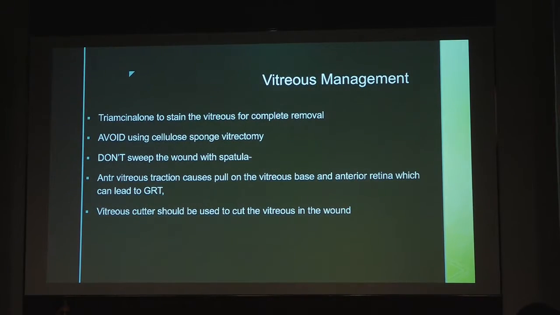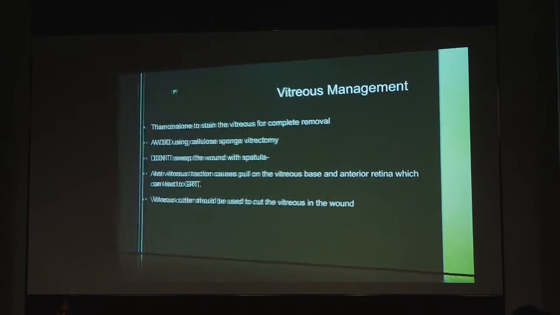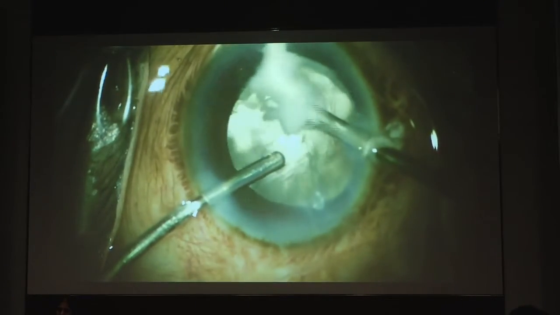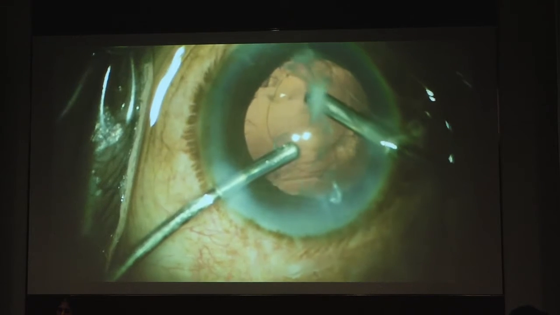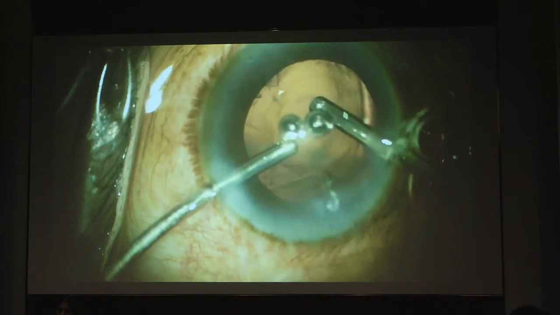So in vitreous management, triamcinolone is very important. Avoid cellulose sponge vitrectomy. That is very important, because that can cause anterior vitreous traction and can lead to GRTs. The vitreous cutter should also be used in the wound. Suppose you have something sticking to the wound, you can use a vitreous cutter, but don't sweep the wound like we were normally taught earlier. So this is how you stain the vitreous. You can remove all the vitreous by staining it. You make sure that there is no vitreous remnant.